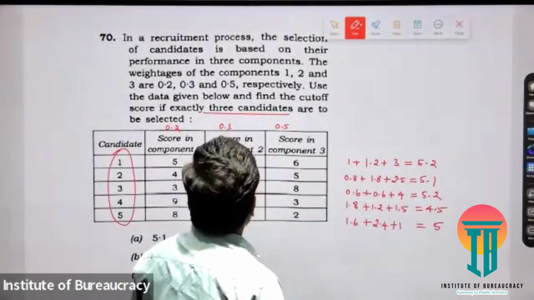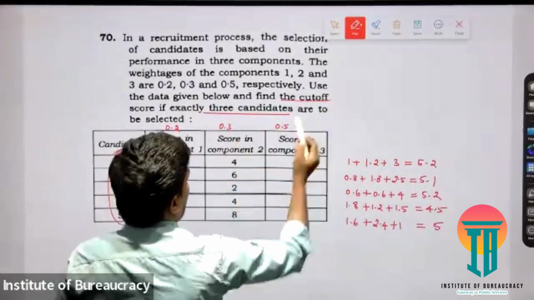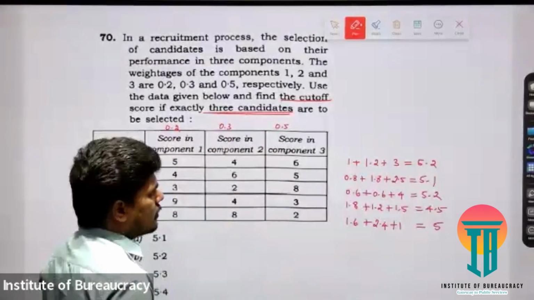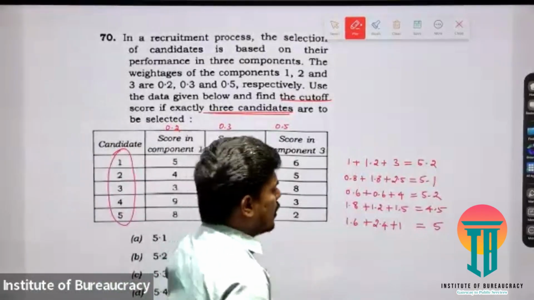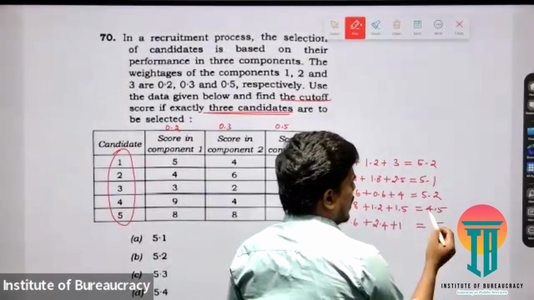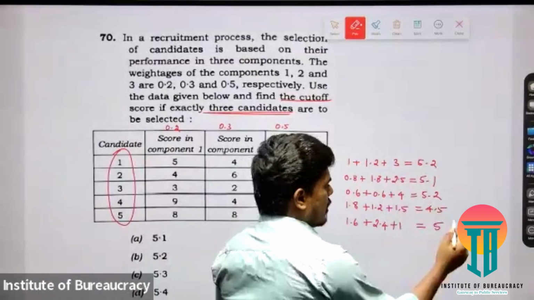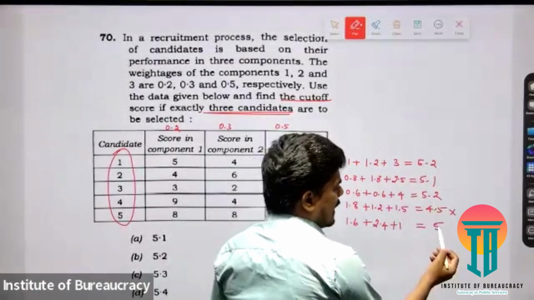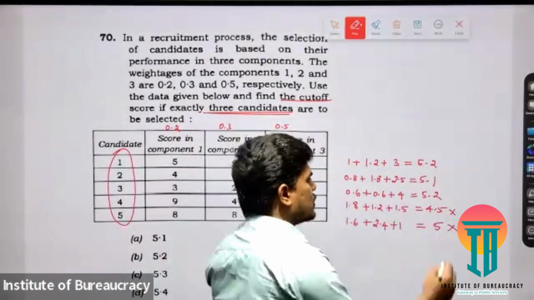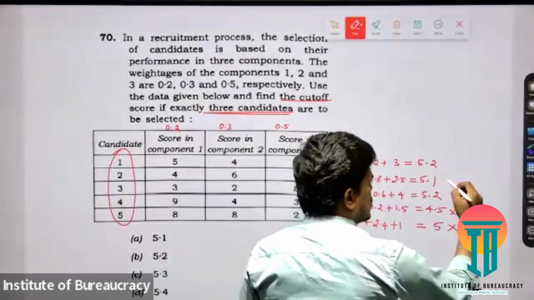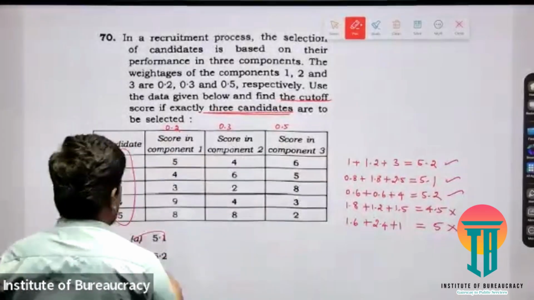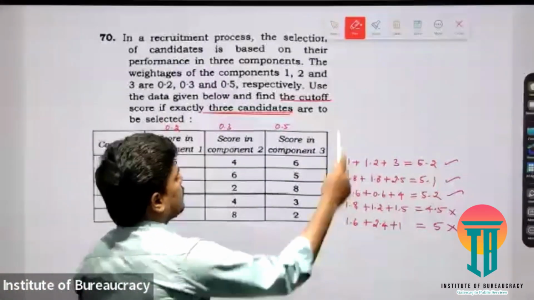Okay, now the question is: find the cutoff score if exactly three candidates are to be selected. You need three candidates to be selected, so you fix the cutoff accordingly. If you fix the cutoff at 4.5, you have to select all 5, so I cannot choose this. If I select 5 as the cutoff, I need to choose 4, so I cannot choose this either. If I choose 5.1 as the cutoff, then 5.1, 5.2, 5.2 can be chosen. Therefore 5.1 is the answer for this question. Option A is the answer.